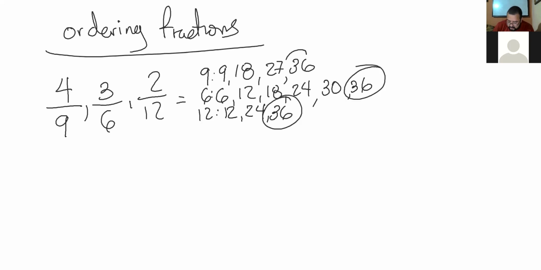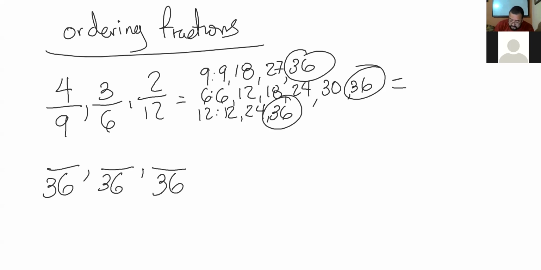Look, 36, 36, 36. We're going to change 9, 6, and 12 for 36, 36, and 36. Okay, how many times did I multiply 9 to get to 36? Times 1, 2, 3, 4. So we want to multiply 4 times 4. 4 times 4 equals 16.